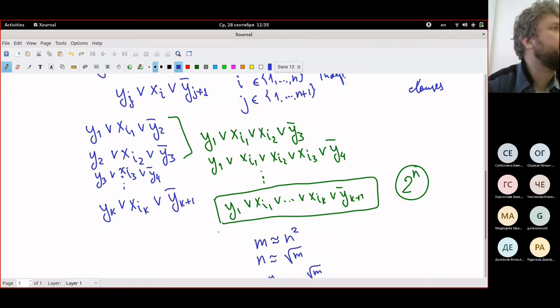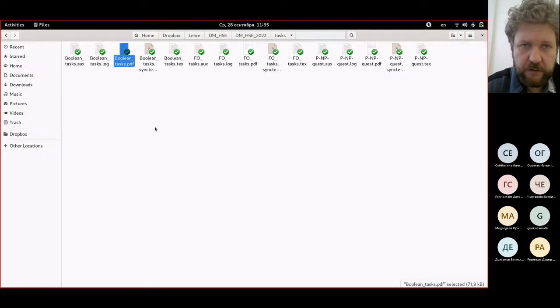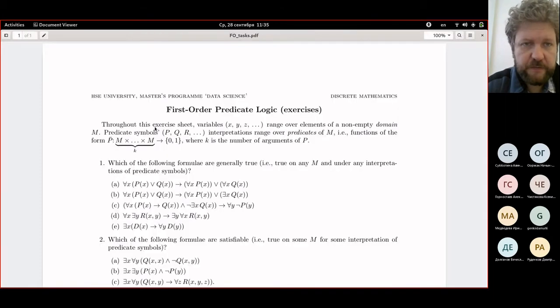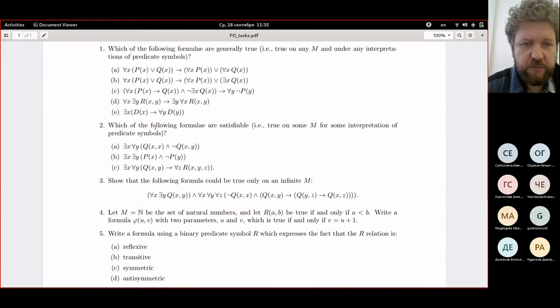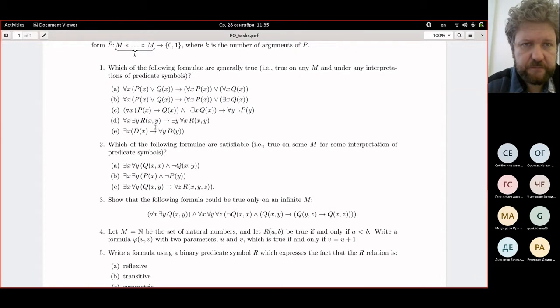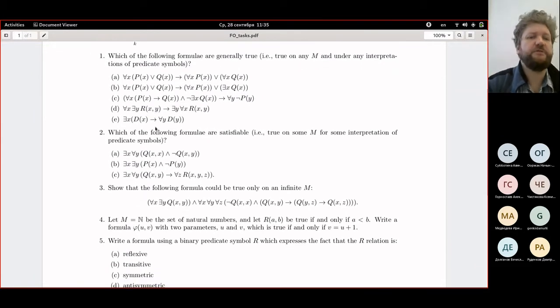Okay, any more questions on this point? You see, not so hard a problem, it's just preparing an example. Okay, then we shift to first order logic. And let us see what we have discussed and what we are going to discuss.